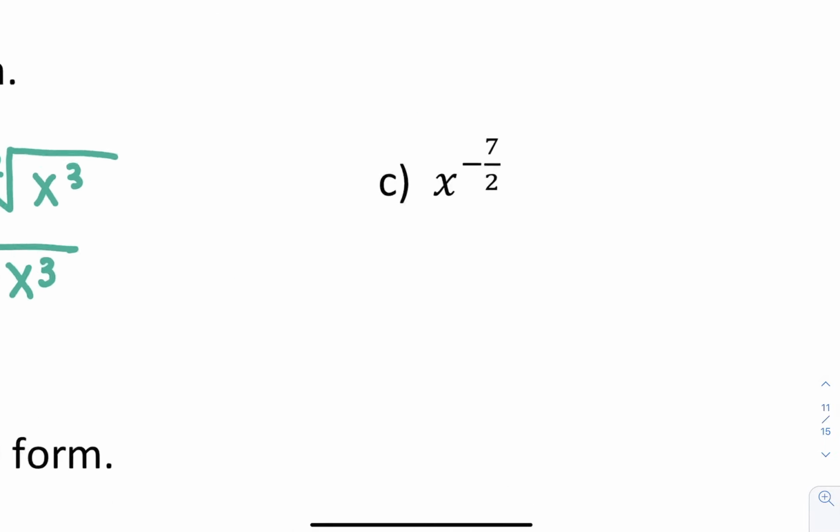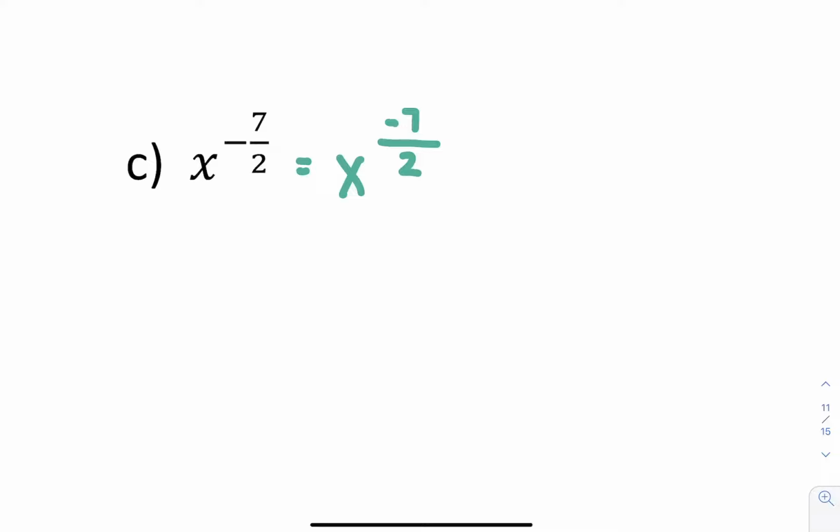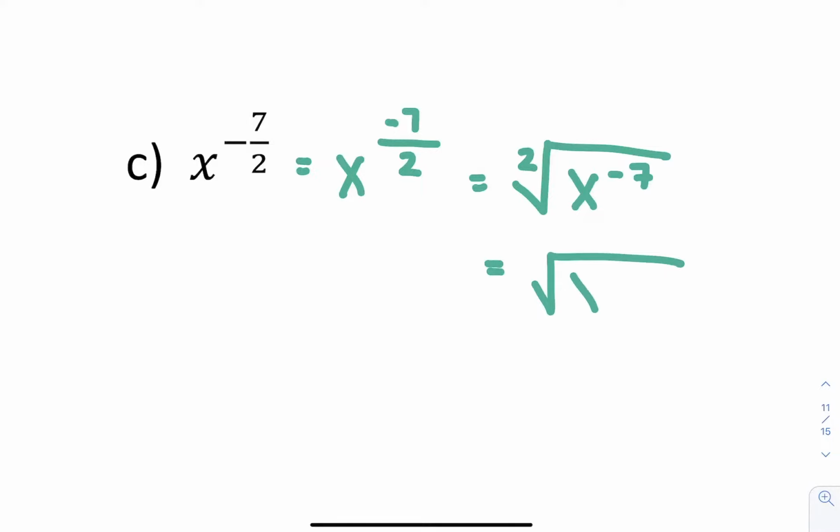And last up, if I have x to the negative 7 halves, I just like to give the negative sign to the first number on top, so I'll make this a negative 7 over 2. Now I'm going to rewrite this as the square root of x to the negative 7, or that's just x to negative 7. I don't have to write the 2.